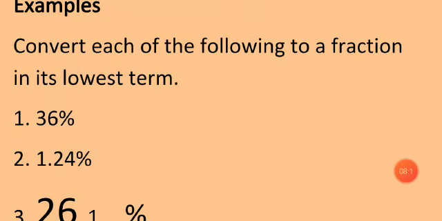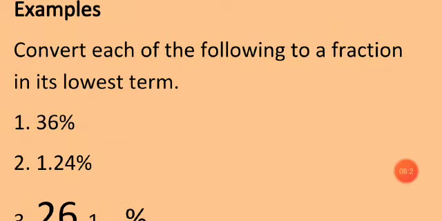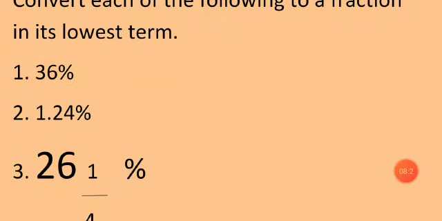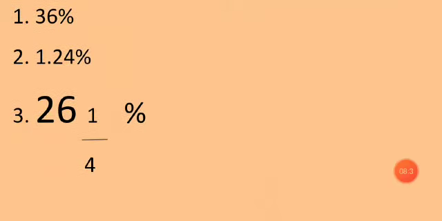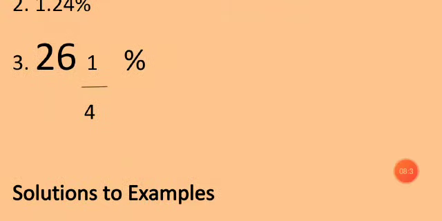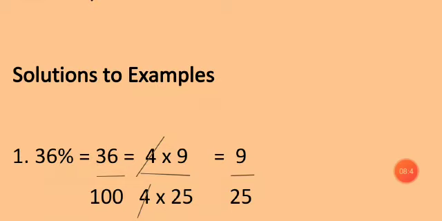Whether you are told in its lowest term or not, never leave a fraction that can go lower. Never leave it that way. Always take all your answers to the lowest term. The number 1 question here is 36%. Number 2, 1.24%. Number 3, 26 whole number 1/4%. That covers all the steps we have discussed ahead.